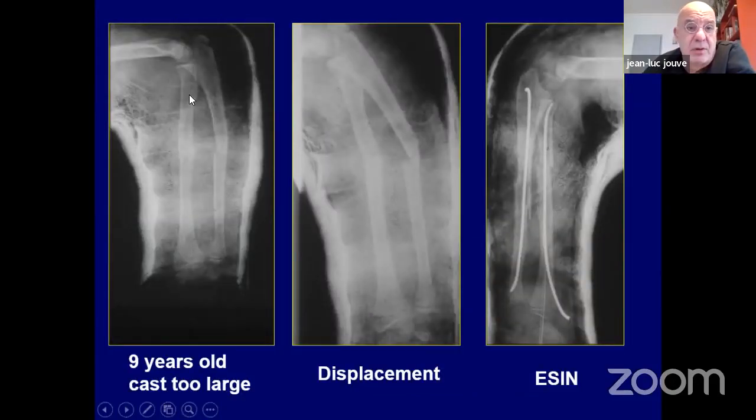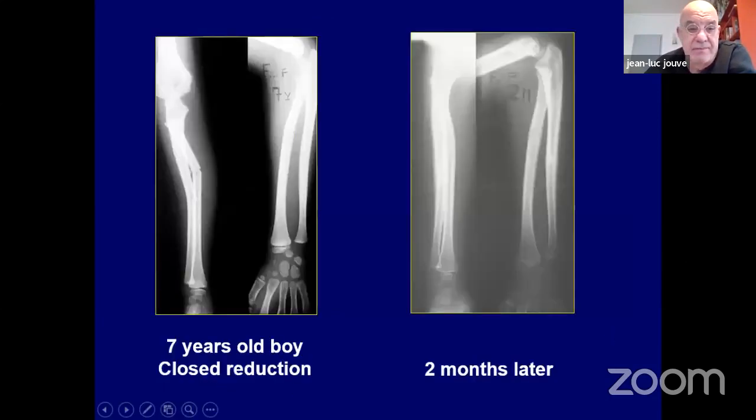An example: closed reduction cast, you do the control at 7 days and you see a displacement. You must not wait. You do intramedullary nailing. You just keep the cast 7 days and it will be okay. This is a very classic condition, and you must explain to the parents when you do a closed reduction that there is a risk of doing surgery after 7 days or 15 days in case of secondary displacement.